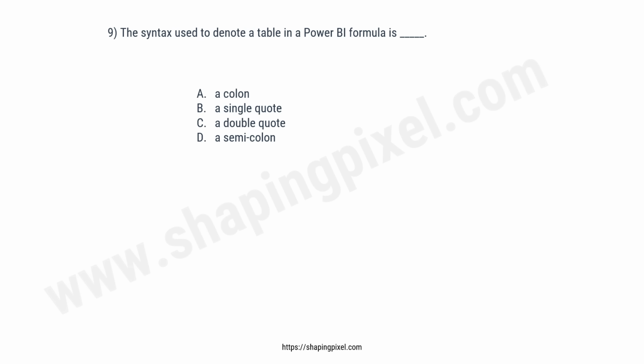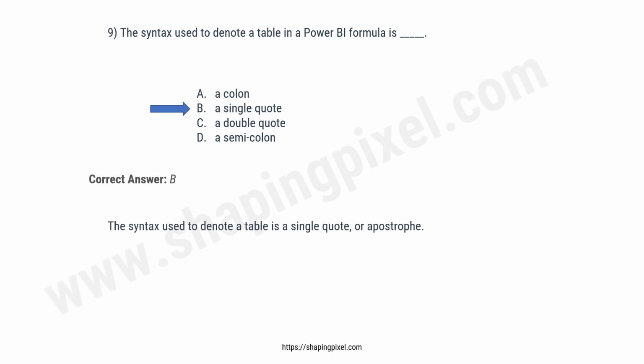Question number 9. The syntax used to denote a table in a Power BI formula is dash. And we have four options. Option A, colon. Option B, a single quote. Option C, a double quote. And option D, a semicolon. So the right answer here is option B, a single quote. The syntax used to denote a table is a single quote or apostrophe.